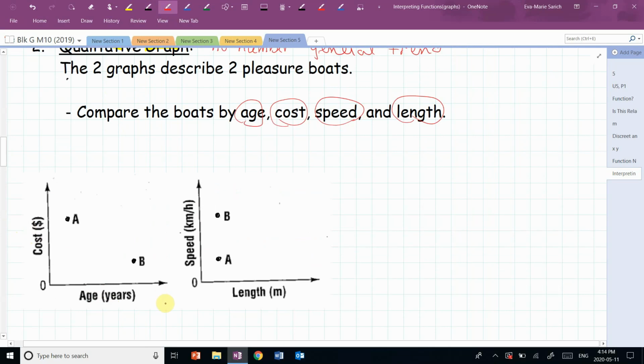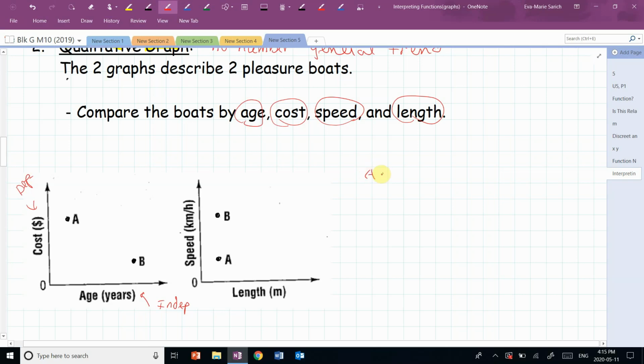So the age of the boat, remember this is the independent. And this one is the dependent. So how old the boat is will determine the cost. That's the independent. The older the boat should be the lower the cost, right? The newer the boat should be a higher cost. Now then let's maybe look at writing this down.